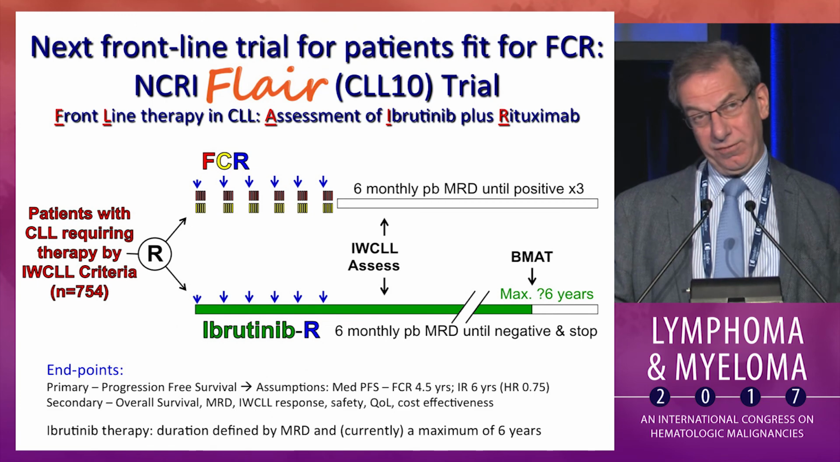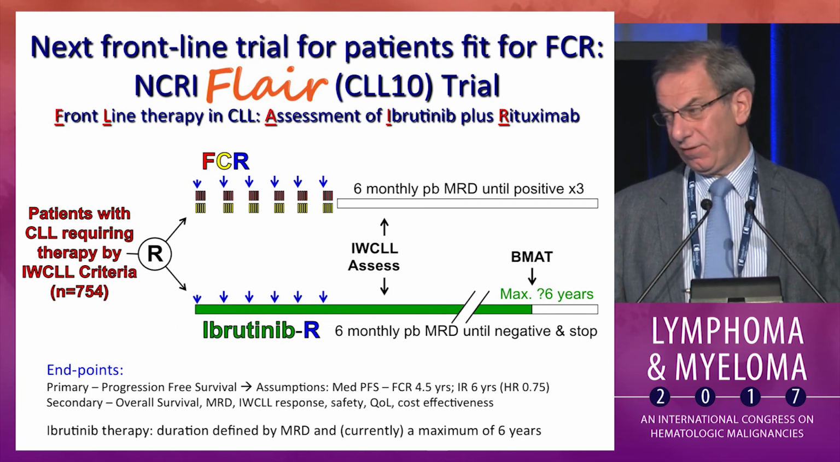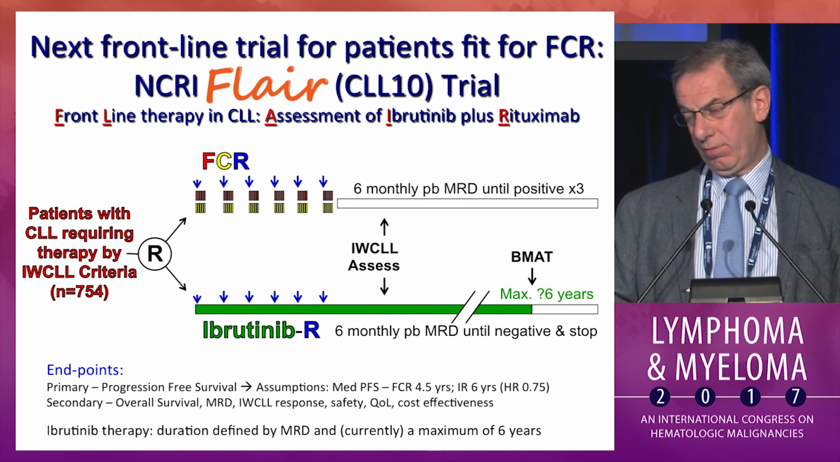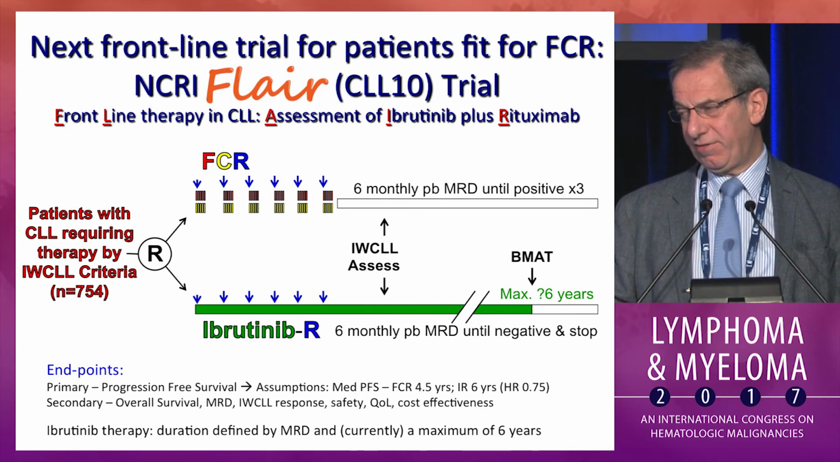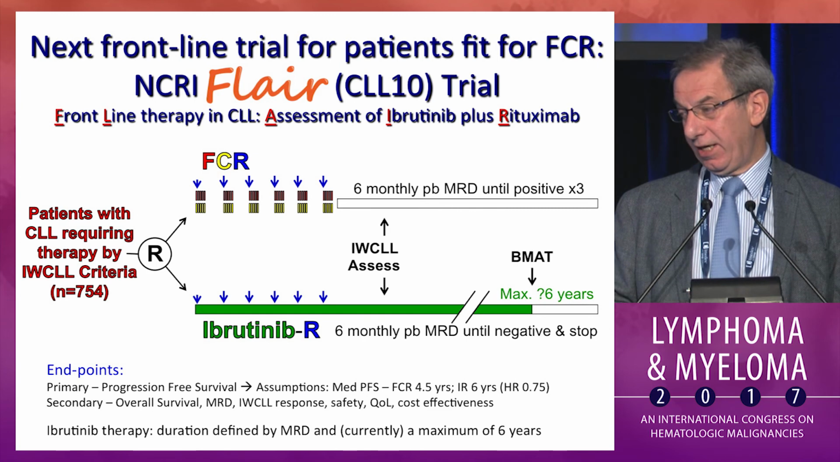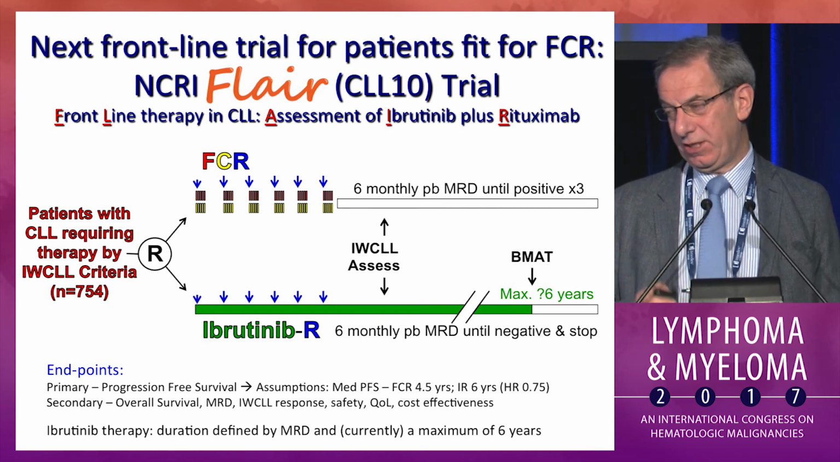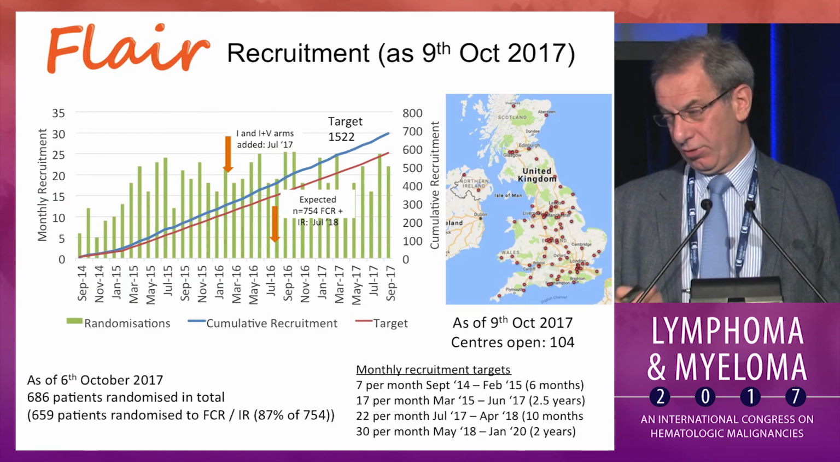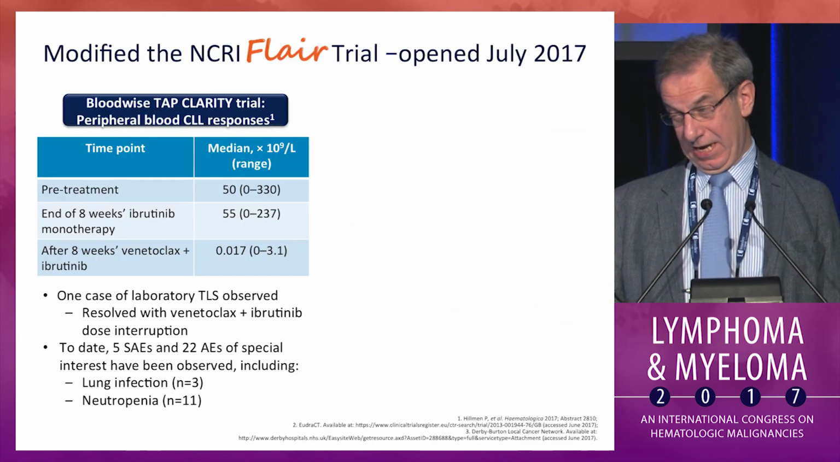And so we're doing this within our frontline trials. This is our frontline trial FLAIR, where we're comparing initially ibrutinib plus rituximab versus FCR. We're measuring MRD and stopping when patients become MRD negative after 6 months, which actually isn't logical, so we've changed this. It's recruiting well. We've now actually added another arm.